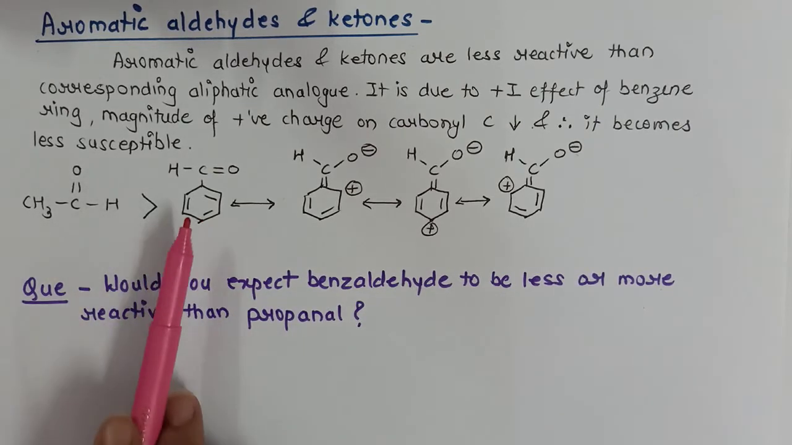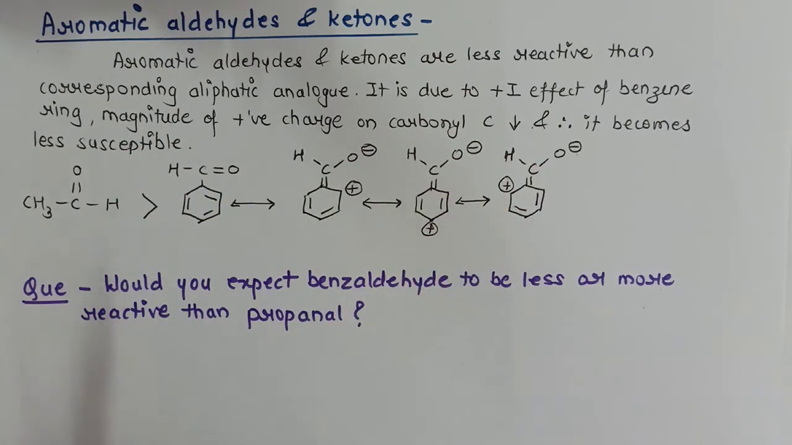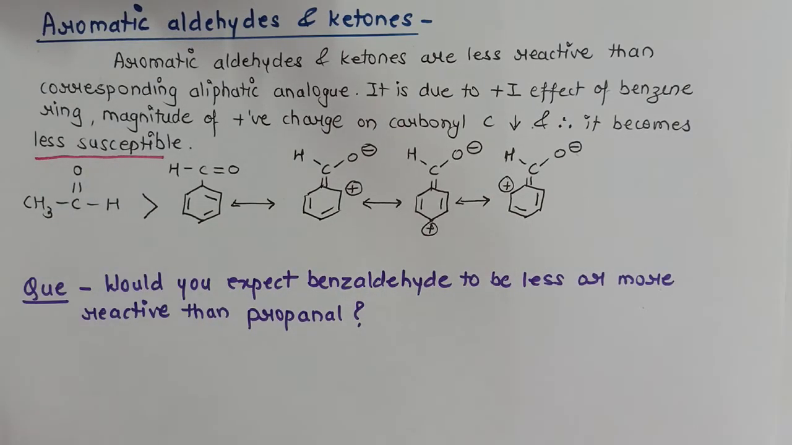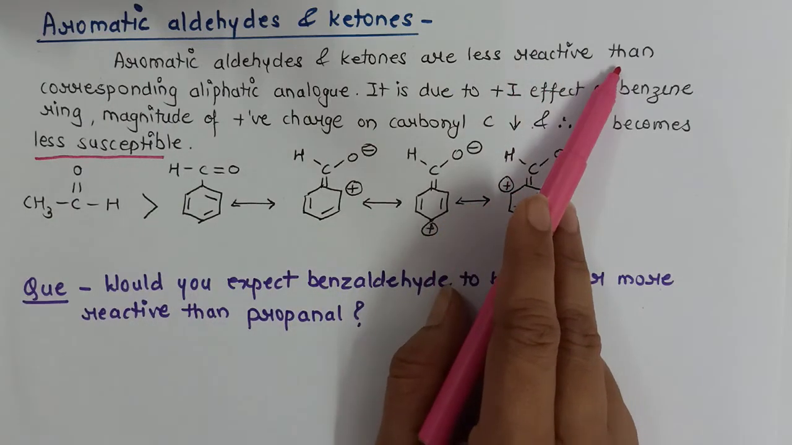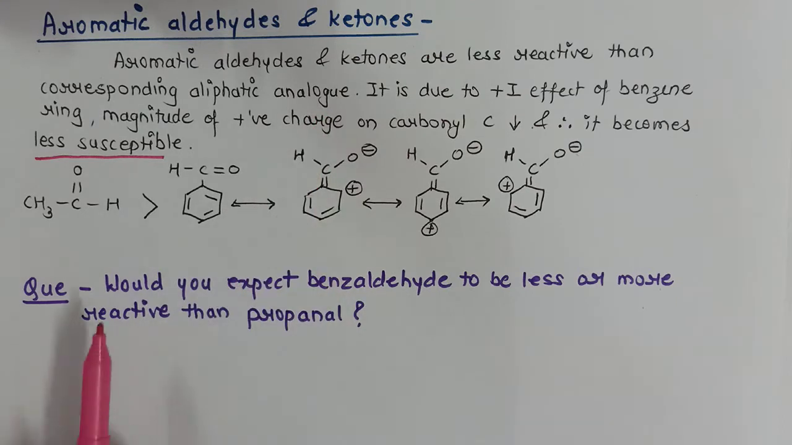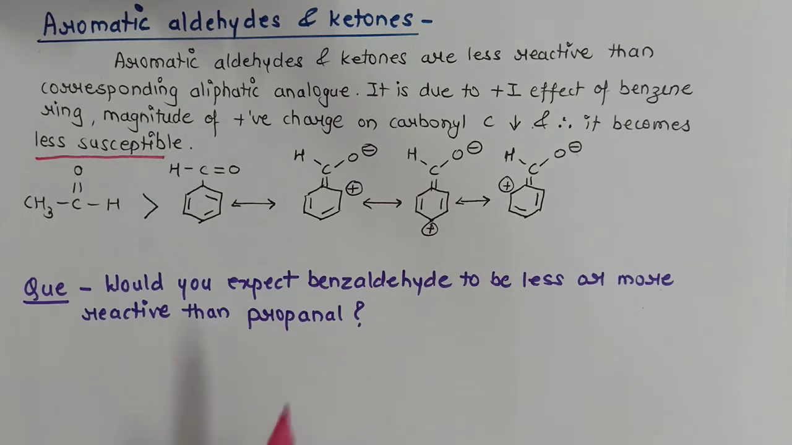But in this case what is happening? The magnitude of positive charge on the carbonyl carbon decreases due to resonance and therefore it becomes less susceptible. That means it will give nucleophilic addition reaction with a little bit of difficulty. So overall I can say aromatic aldehydes and ketones are less reactive when compared with aliphatic aldehydes and ketones. So now we can easily answer the question: would you expect benzaldehyde to be less or more reactive than propanal? I hope you must be able to give the answer now.